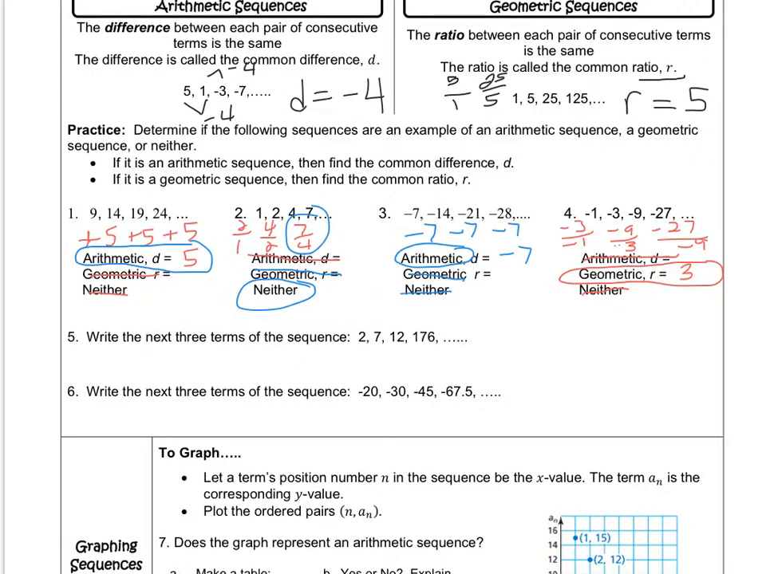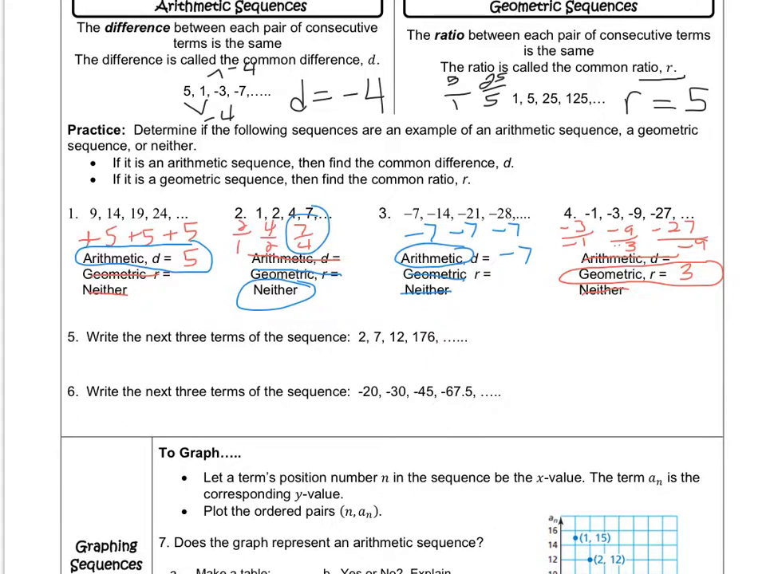Okay, really the only sneaky one was number 2. On number 2, if you only looked at the first two ratios, you would have said, oh yeah, it's geometric. But that third ratio is not right, so it is neither geometric nor arithmetic.